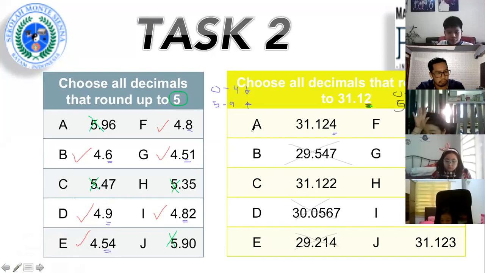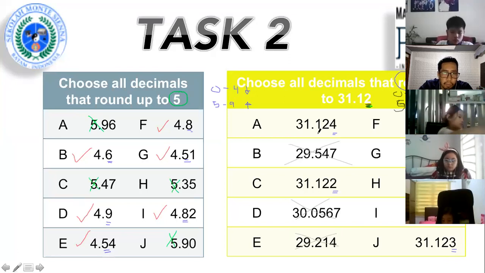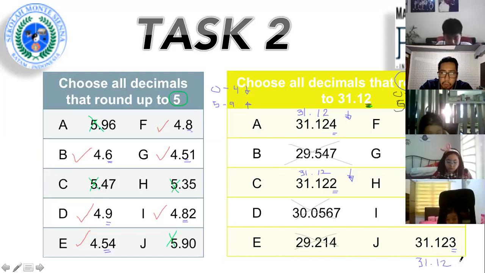Choices are either letter A, letter C, letter F, letter I, or letter J. Our cue is round up. When you round up this, the answer is 31.12. We round down. Here, the answer is 31.2, but it's round down. Here, 31.2, but round down. Go, Jessalyn. Here, 31.2 when you round up. Then here, 31.212 when you round down. So the answer is only letter I.